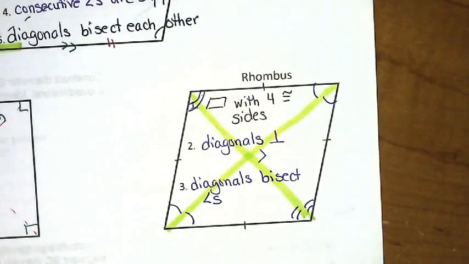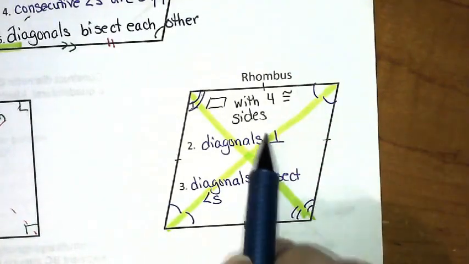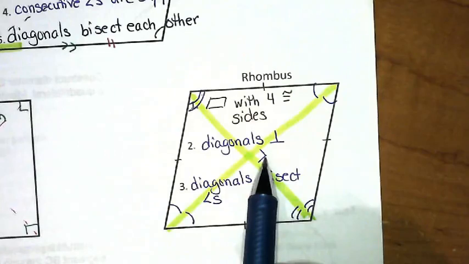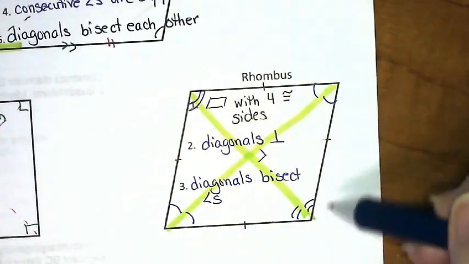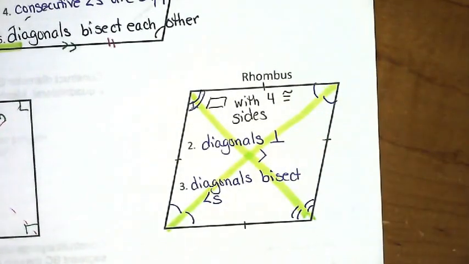That's a rhombus. So you may see some Pythagorean theorem involved because we do have right triangles. And the outside is the hypotenuse. So you might see some of that.